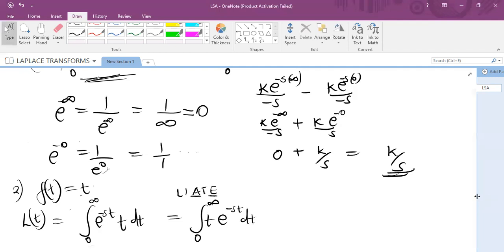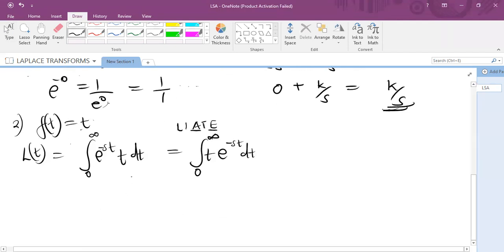So using integration by parts, we are going to let the t be equal to u, and then this one be equal to dv. And the formula for integrating by parts is uv minus the integral of v du. So carrying out the integral, if u is equal to t, what is du/dt?